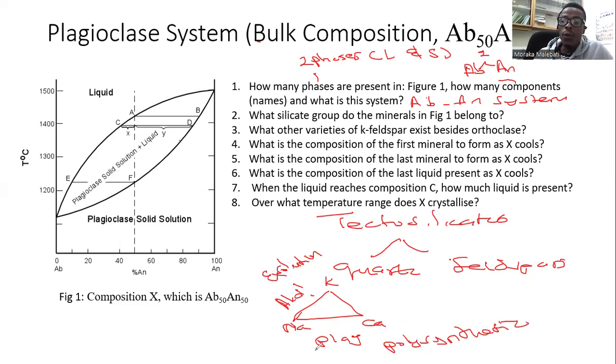Because we've got the calcium-rich end member and the sodium-rich end member, we have what you call the plagioclases. But now we want to know what silicate group these belong to, and they belong to the tectosilicates. But now, what other varieties of K feldspar exist besides orthoclase?